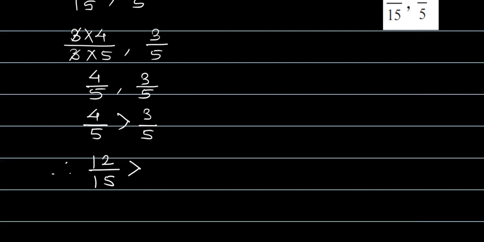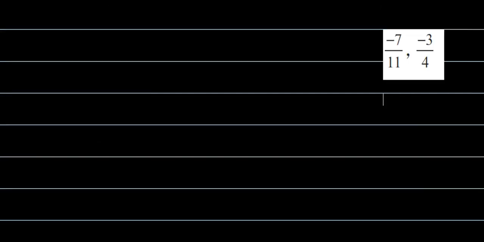12 upon 15 is greater than 3 upon 5. Next, minus 7 upon 11 and minus 3 by 4. Now again in this case their denominators are different.